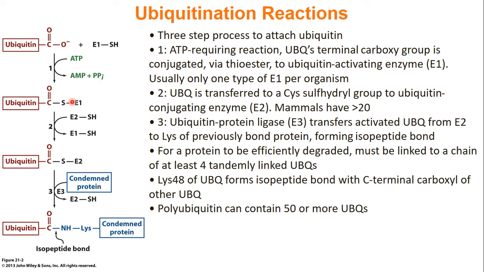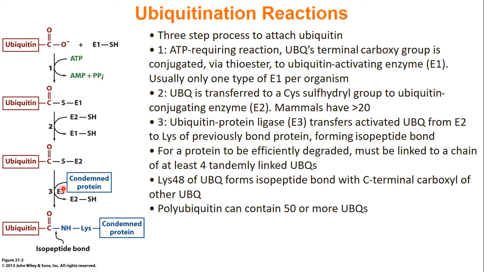Once you're on enzyme 1, this will go and transfer the ubiquitin to enzyme 2. You can have multiple different enzyme 2s. So only one type of enzyme 1, but up to and over 20 types of enzyme 2 can be around. And you have different types because they interact with different proteins. Then we have enzyme 3.